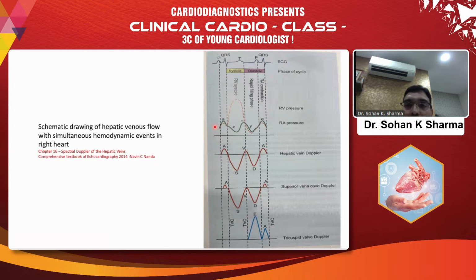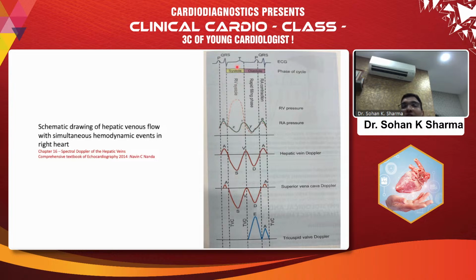Before going into the detail of the echo finding, this picture taken from Dr. Navin Nanda's book shows the drawing of hepatic venous flow with simultaneous hemodynamic events in the heart. See, this is the A wave, X descent, V wave, Y descent, and again there is an atrial wave. So X descent occurs during the systole, and this A wave occurs nearly 80 milliseconds after the P wave in the ECG, and the X descent after the QRS complex.